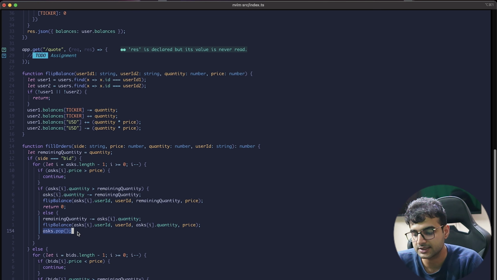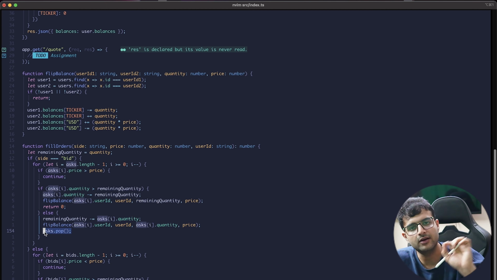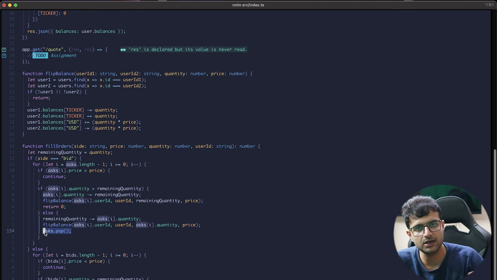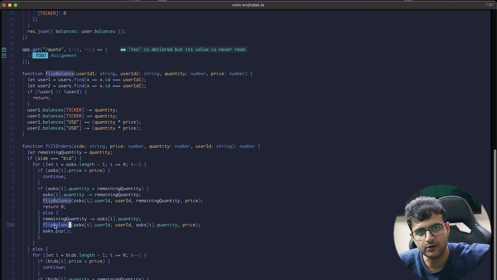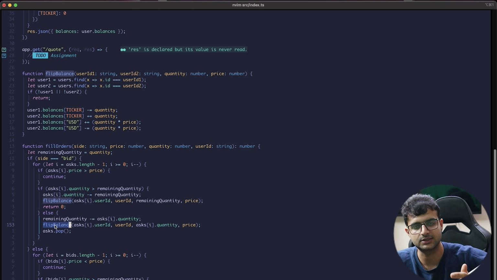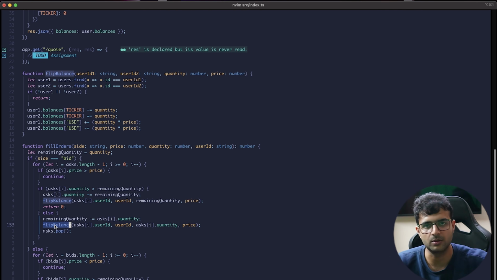Lastly, I do an asks.pop here, which means I will remove this specific ask. This ask completely got filled. So whoever this user was, they had an ask on the order book, their order has been filled, which is why we can remove this ask. We also flipped the balances. So that user also has more US dollars now. This user also has more Google stock now. Both the parties are happy. They did an exchange at a specific price.